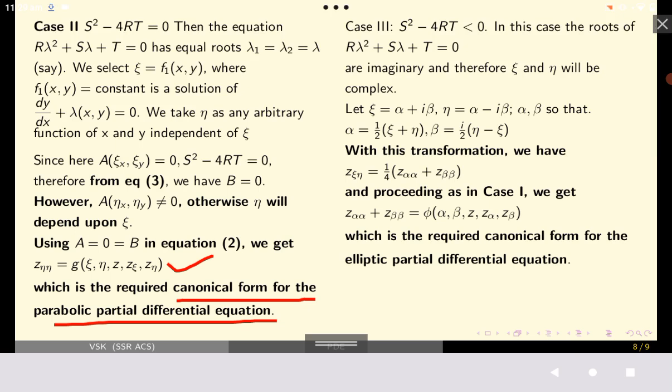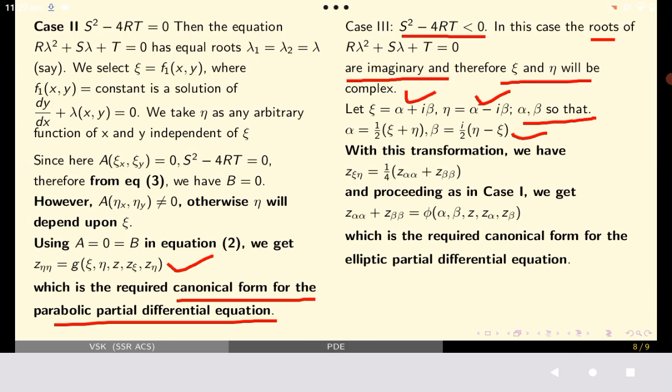Now case number 3 is very similar to case number 1. Here s square minus 4rt is less than 0. In this case, the roots will be imaginary, and therefore xi and eta will take complex values. So xi is alpha plus i beta and eta is equal to alpha minus i beta, where in this case alpha will be this and beta will be this, with the transformation. And using this transformation, as we have seen in case number 1, we will have this.